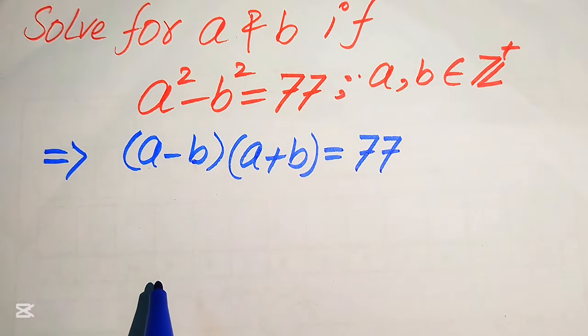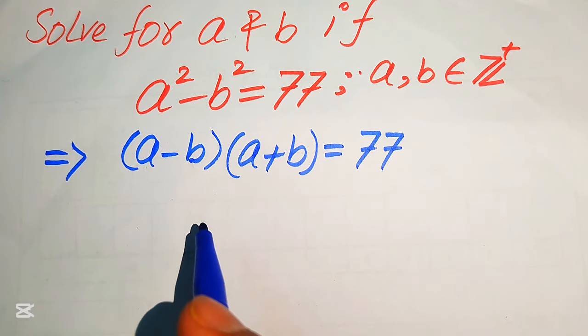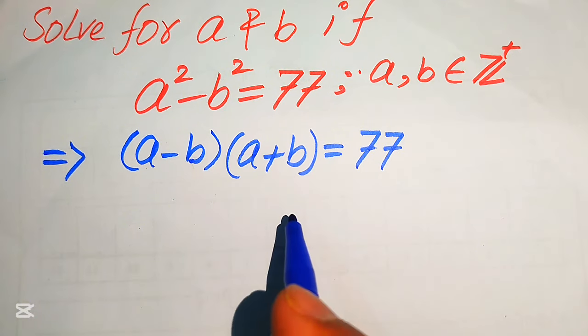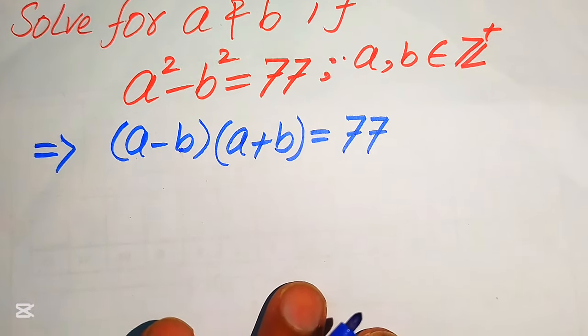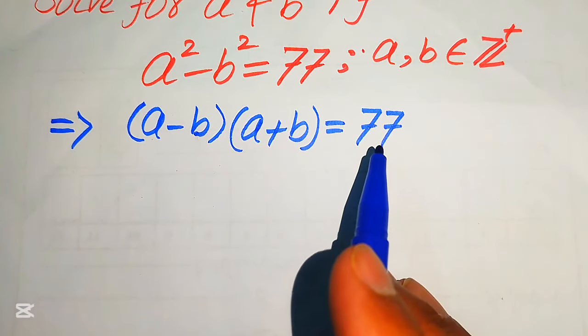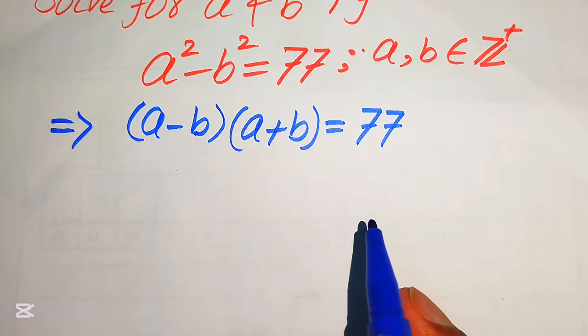And here you see that on the left hand side we have two factors multiplied by each other, but on the right hand side we have only one factor. So here we need to make two factors on the right hand side. Remember that we need any two positive integer numbers whose product will become 77.